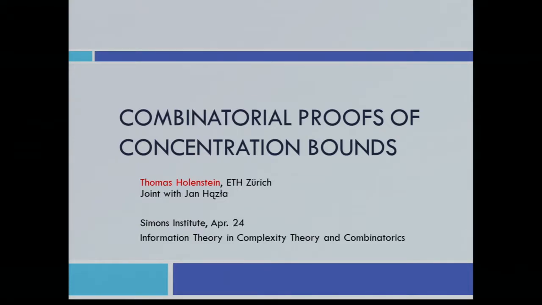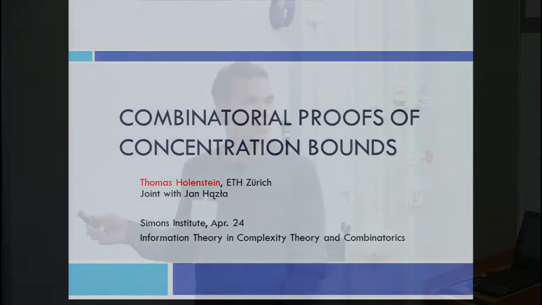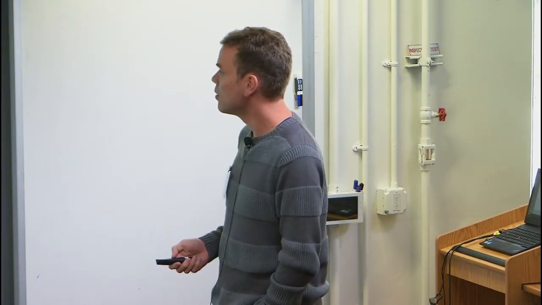So I'm going to talk about these combinatorial proofs of concentration bounds. This is based on joint work with Jan Hasler, my student at ETH, but a lot of it is actually going to be based on a paper by Impagliazzo and Kabanets, and I'll explain what I mean by that. So, what's the goal of this talk?